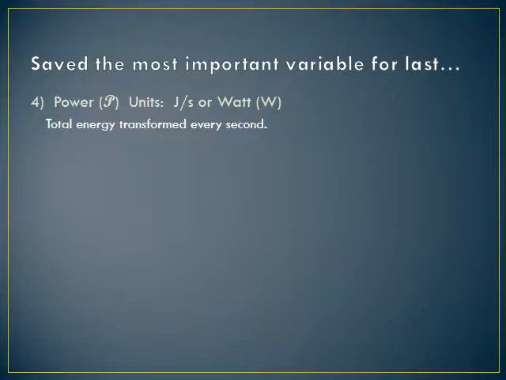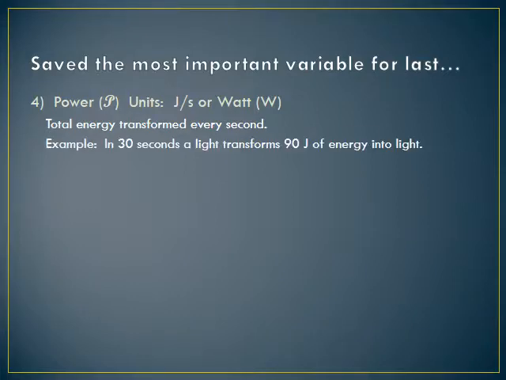Again, joule is the unit of energy, and second is time, so that's the amount of energy that's being transformed into something else every second. Sometimes joule per second is shortened to a watt, which is a capital W, another unit for power. So for example, in 30 seconds, a light transforms 90 joules of energy into light, which means the power is 90 joules per 30 seconds, or 3 joules per second, or 3 watts.